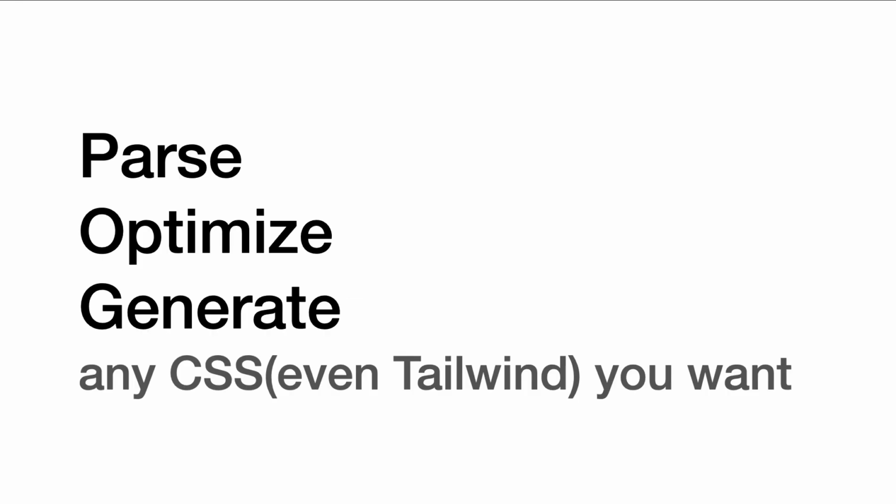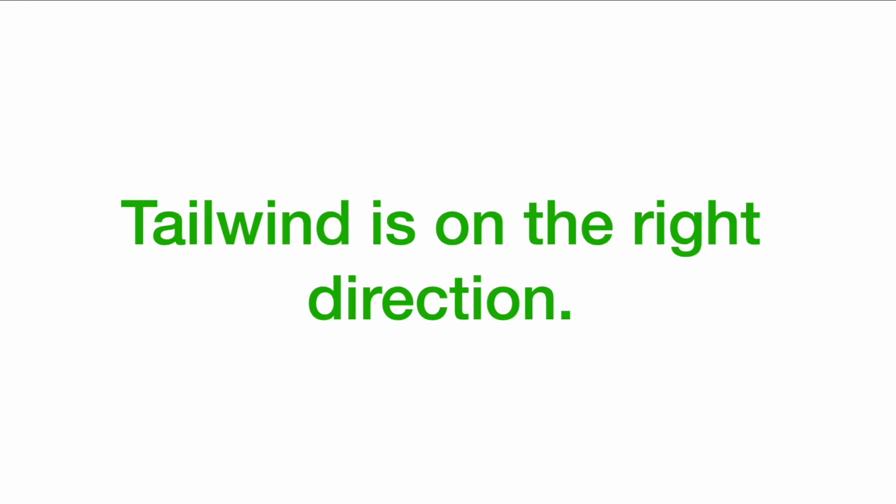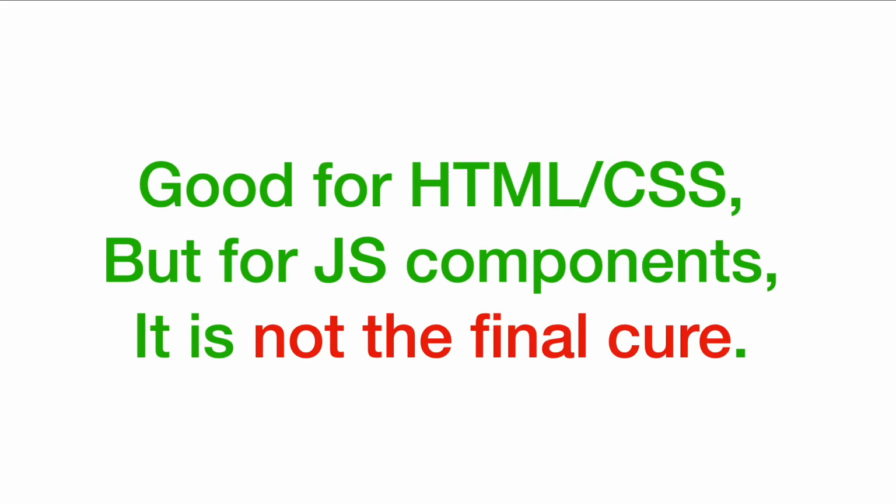So the summary. This is my review of Tailwind CSS. The summary is Tailwind is in the right direction. I mean, it reduces the effort we usually spend with CSS. It's the right direction. Using atomic is super right. But it's only good for the HTML CSS part. For JS components, for the dynamic world, it is not the final cure, I would say. Yeah, we should ask the programs to do the rest for us.